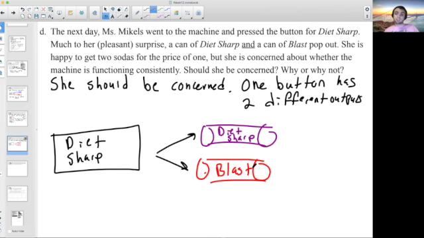This is not functioning consistently because the problem is you're pressing a button and you're having 2 different types of sodas coming out. That's not consistent with what we'd expect, right? The expectation is we press Diet Sharp, only one type of soda comes out. So this is important, right? The expectation, we press a button, we're only supposed to be getting one type of output coming out.